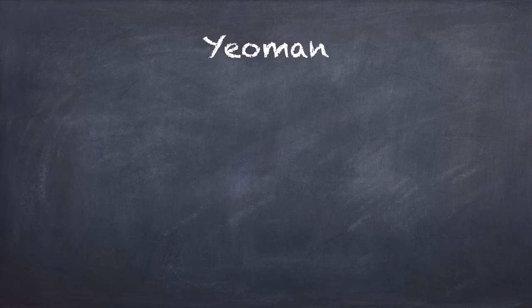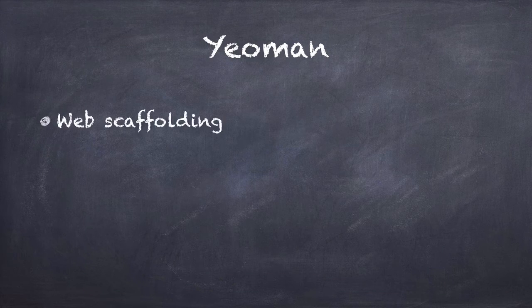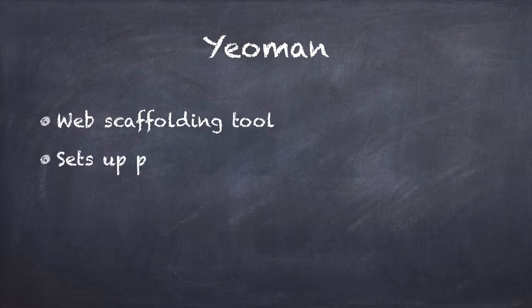The first thing I'm going to talk about is Yeoman. Yeoman is a web scaffolding generator. Scaffolding is really just the setup of your project folder. In other words, if you have ever, say, gone into Visual Studio and clicked on File, New Solution, or File, New Project, you have fired up Visual Studio's scaffolding tool.